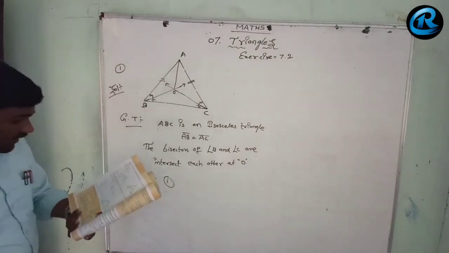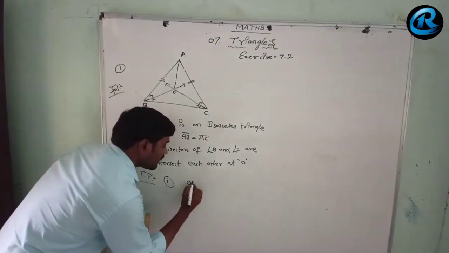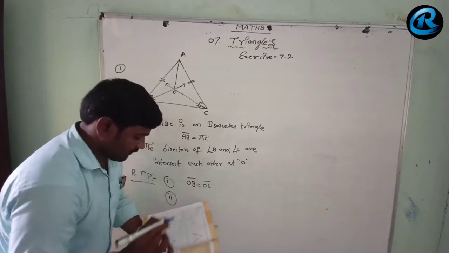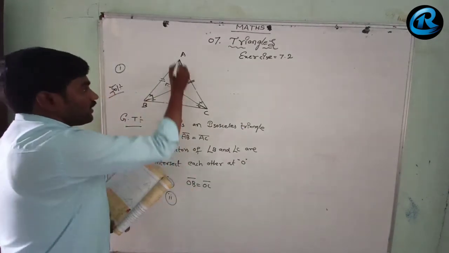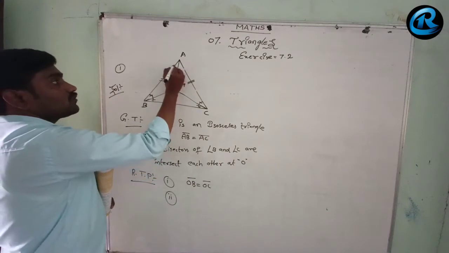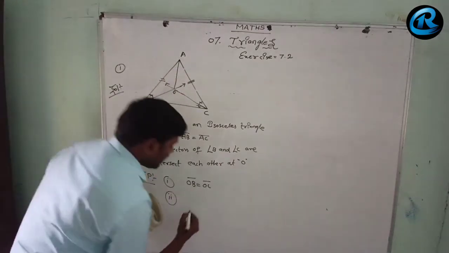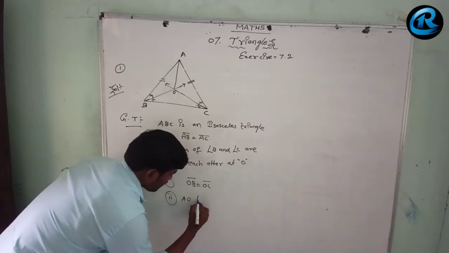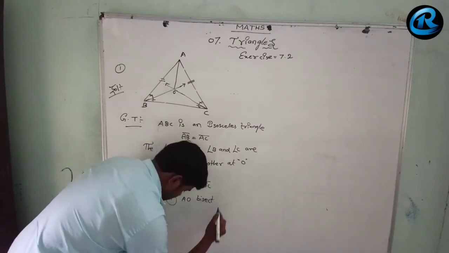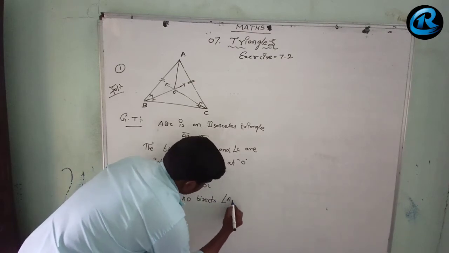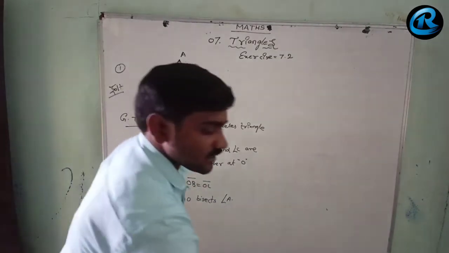RTP. Question number 1: OB equal to OC. Then the second one: AO bisects angle A. This AO is there, no? We have to show that it bisects angle A. So let us prove this.